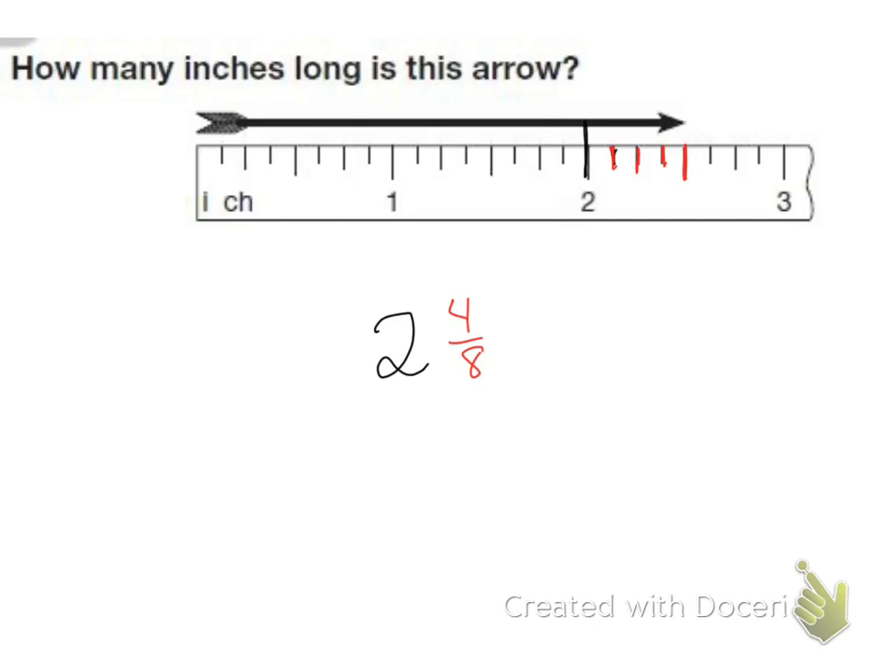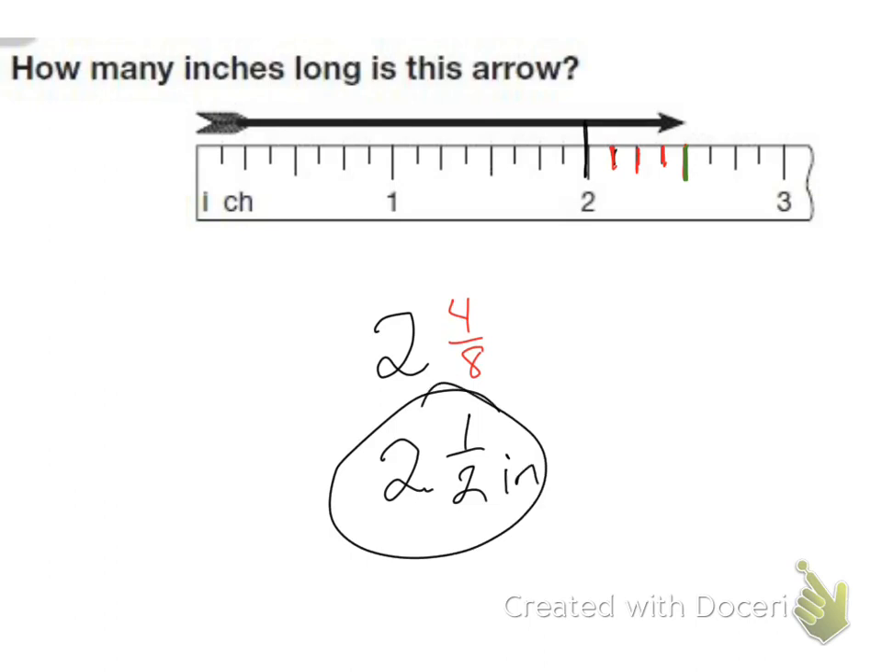But we also can see that the mark here that's longer is halfway between the 2 and the 3. So it also equals 1/2. So 2 4/8 is the same as 2 1/2. Okay, and then we would label it inches with IN as the abbreviation.